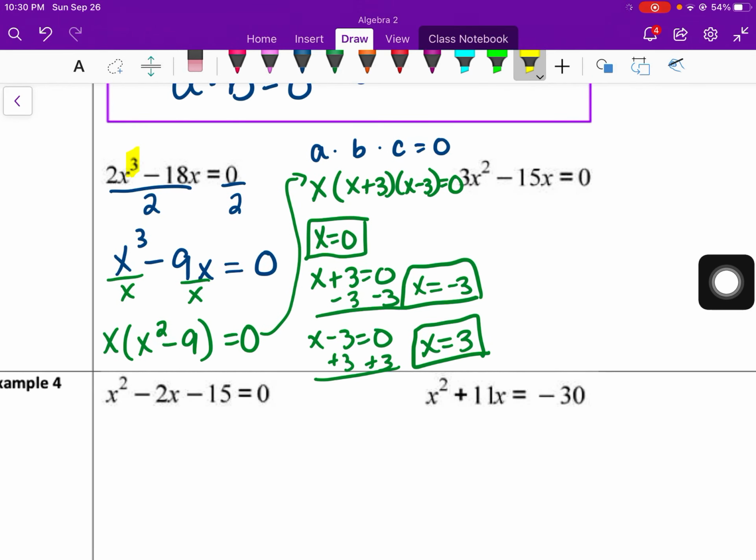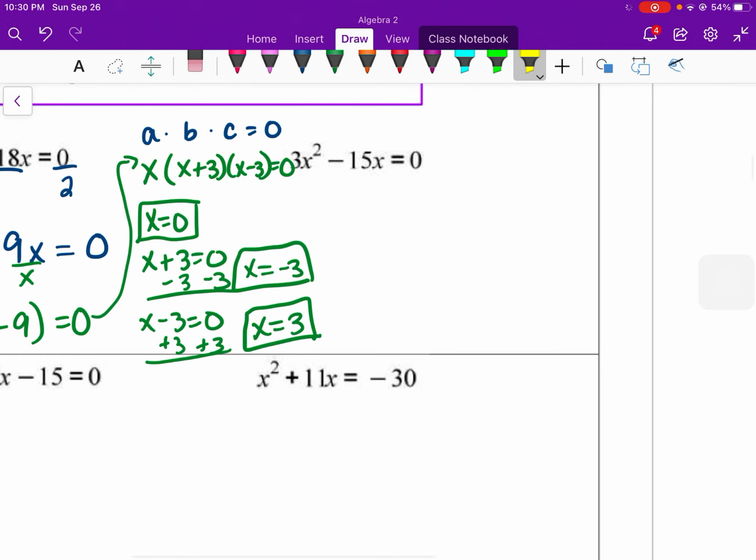And one thing to note is the degree of the polynomial does tell you how many answers you'll have. Sometimes you have a double root, which means you get the same answer twice. But if it's cubed, you should get 3 answers. Squared, you should get 2 answers. If it's just x, you should get 1 answer. So the degree tells you how many answers you're looking for.